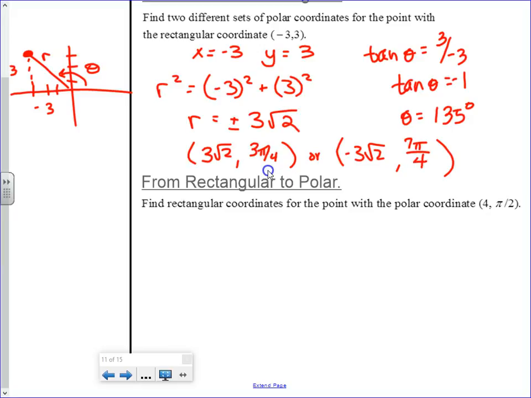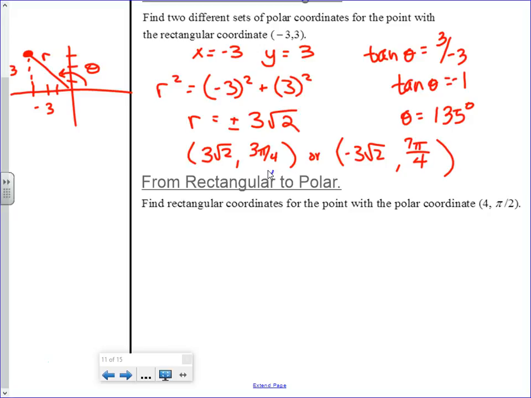Or is that wrong? You said 3 root 2, 3 pi over 4. Check. Yeah. 3 root 2, positive, 7 pi over 4. No. Because think, if you go 7 pi over 4, you're down here, and positive, you're headed that direction, you're over here. So you have to head the backwards direction from 7 pi over 4. Okay. So you make the radius negative, and then for an angle that's the opposite.